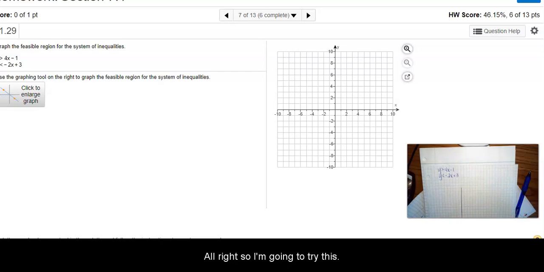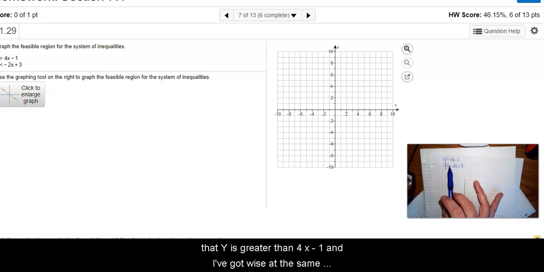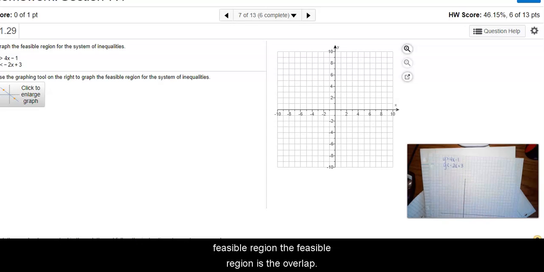All right, so I'm going to try this. Hopefully it'll let me flip-flop back and forth. All right, so I've got y is greater than 4x minus 1, and at the same time y is less than negative 2x plus 3. So we're supposed to graph the feasible region. The feasible region is the overlap. It's the overlap that both places share.